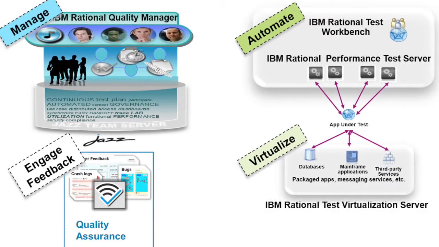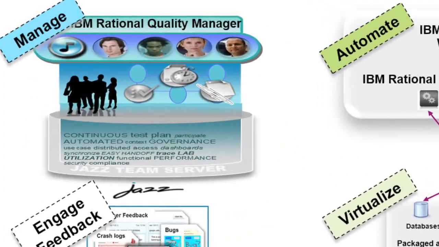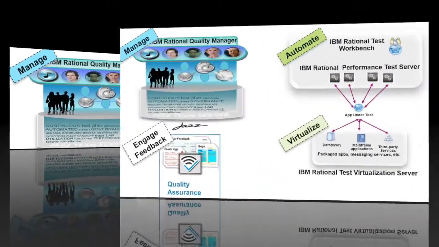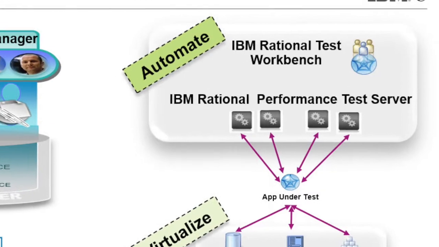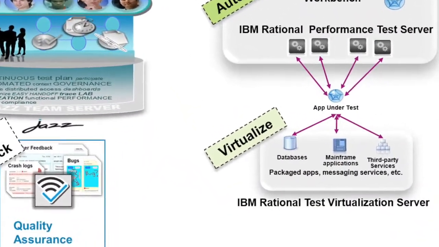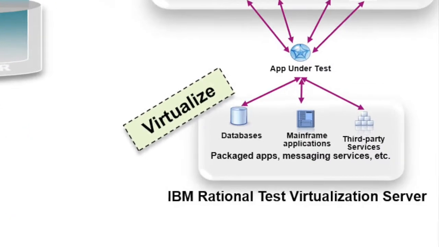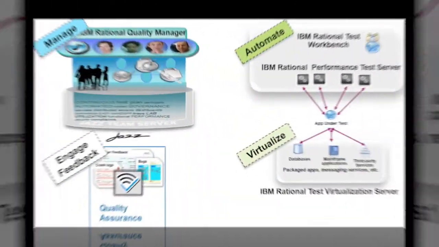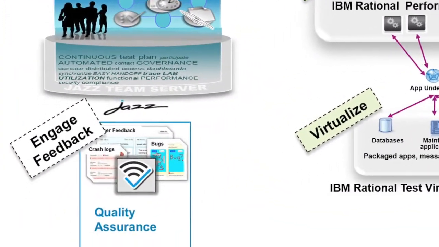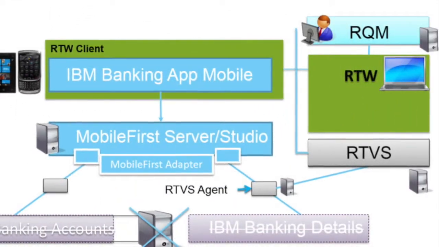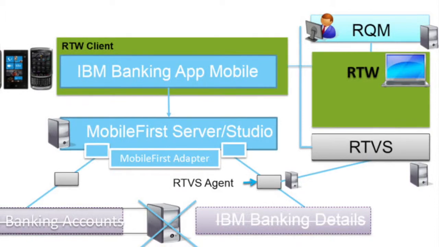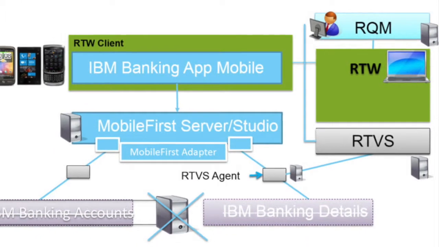The following areas are related to mobile testing. This is the test management, to manage the concrete test automation on a mobile device, to automate, and service virtualization to virtualize backends and engage feedback in an early stage. Use test management, service virtualization, and functional testing in combination.